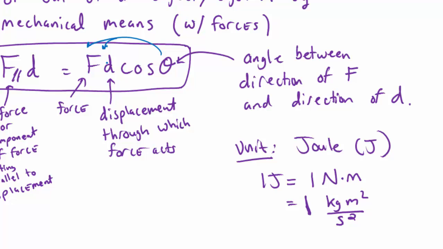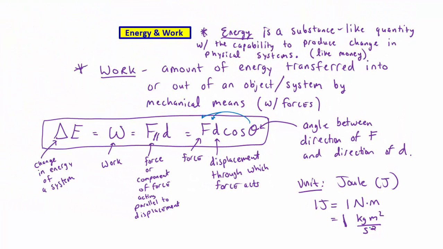The unit of energy is the joule, and a joule is defined as the amount of energy transferred into an object when it's moved 1 meter by 1 Newton of force. And when I break down what a Newton is, you also get this other unit for work and energy.